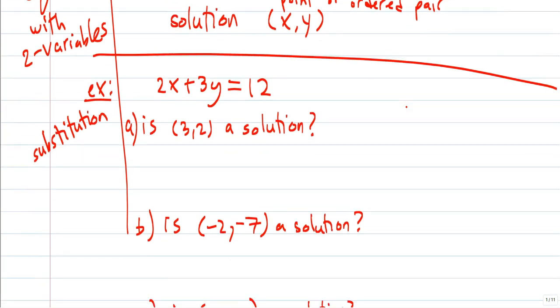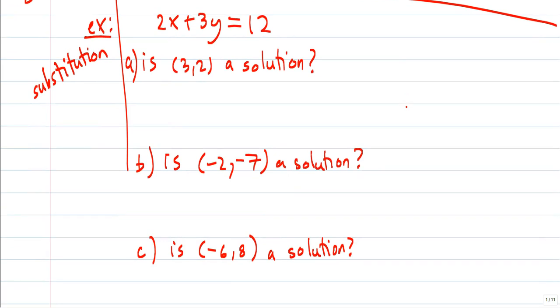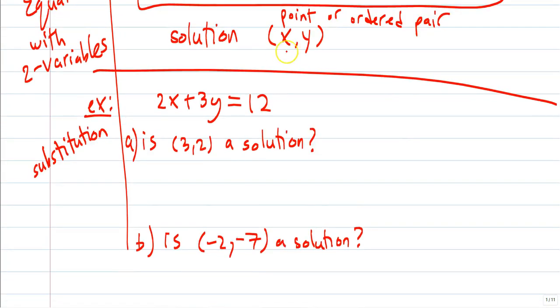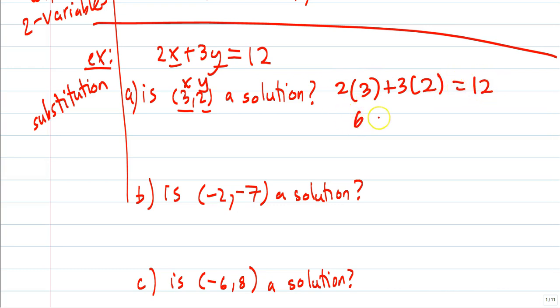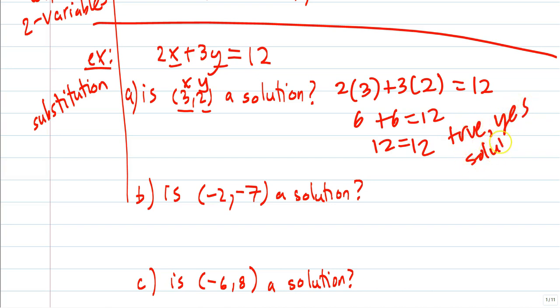So here's an example of a linear equation, 2x plus 3y equals 12, and they say, is (3, 2) a solution? Well, every point is listed as x comma y. That's our solution, x comma y. So I take that 3 and put it in place of the x, and I take that 2 and put it in place of the y. We substitute both in to see if that is the solution. So we get 2 times 3, plus 3 times 2. If it's true, it should equal 12. So we get 6 plus 6 equals 12, or 12 equals 12, which is true. And if it is true, then we say yes, it is a solution.